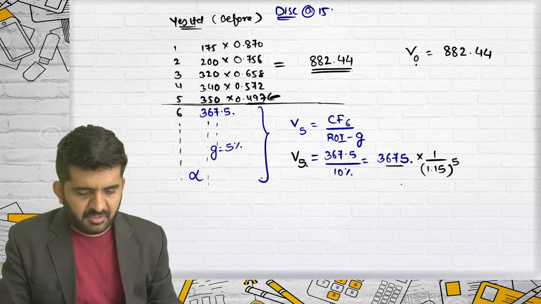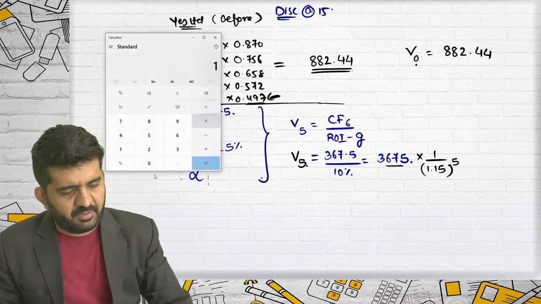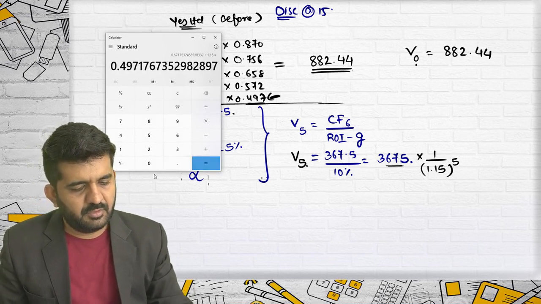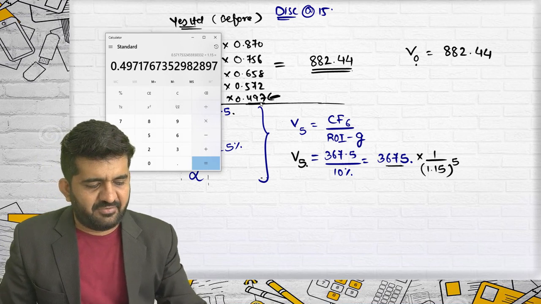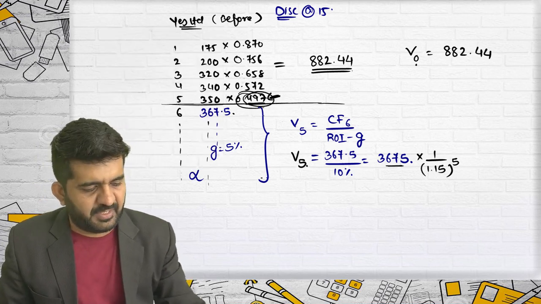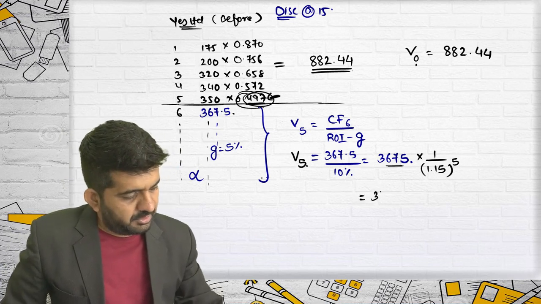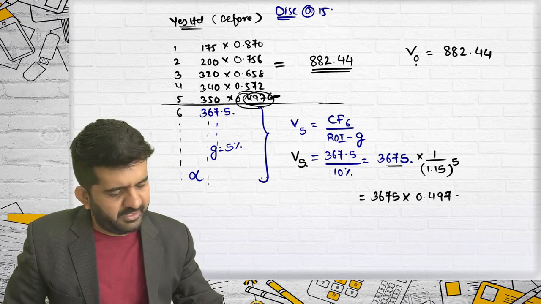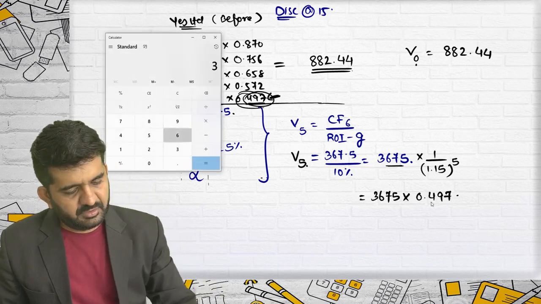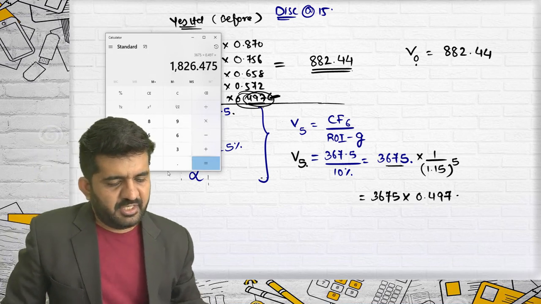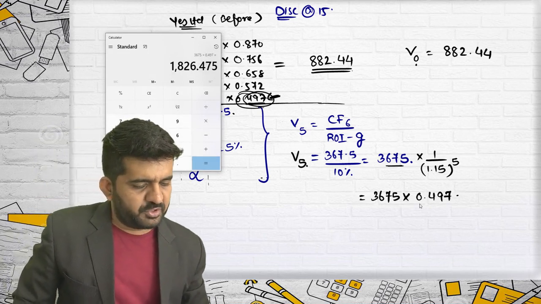What will be 1 divided by 1.15 raised to 5? It is 0.497, which is this. So you can directly multiply this factor. 3675 multiplied by 0.497 is 1826.475.